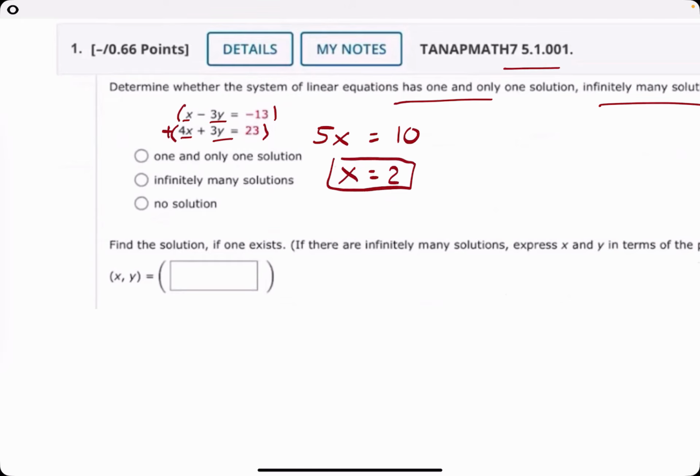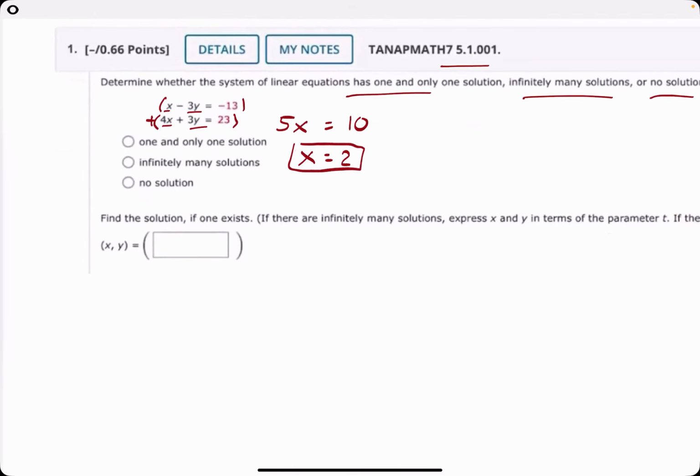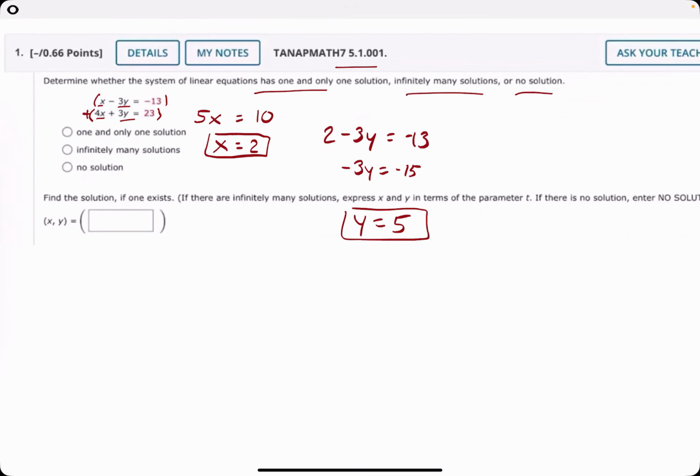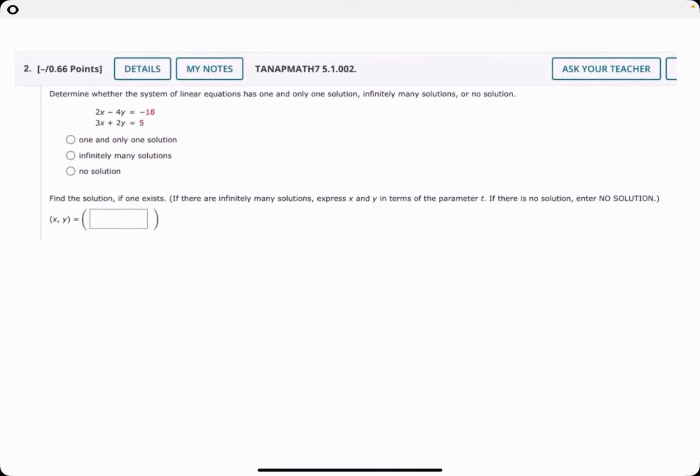And then if we just plug it back into one of the equations, we should be able to solve for y. So let's see, we do 2 minus 3y equals negative 13. We can subtract 2, divide by negative 3, and we get y equals 5. So basically the act of trying to solve for x and y helps you answer this question, because if we just found a single solution, then that means there's one and only one solution, and it is at 2, 5.